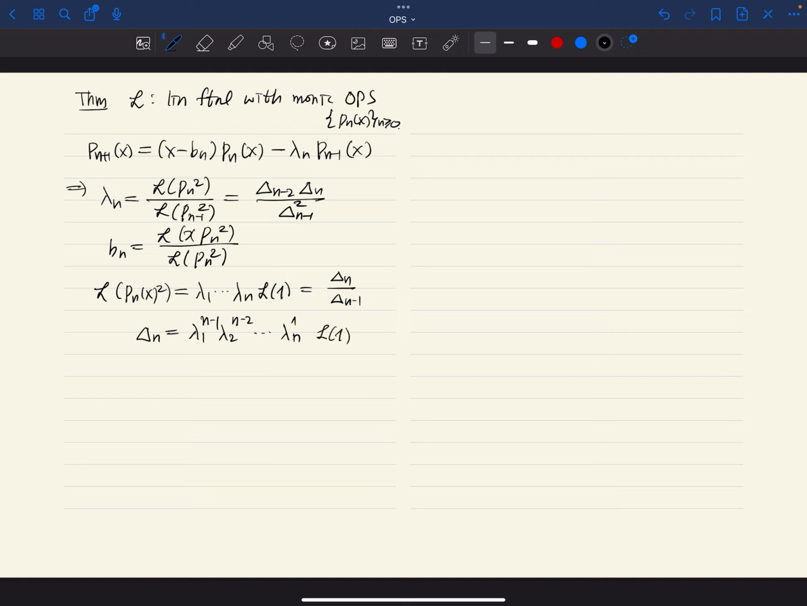So if you assume that L of 1 equals 1, then you can just forget about this. So we will often assume that this is 1, so in that case this just disappears.